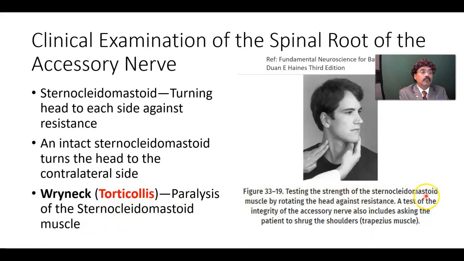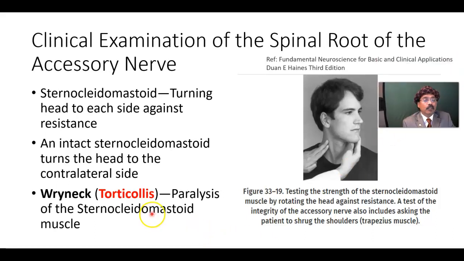So we test the strength of the sternocleidomastoid muscle by rotating the head against resistance. Here is the resistance. A test of integrity of the accessory nerve also includes asking the patient to shrug the shoulder. Shrugging of the shoulder is done by the trapezius muscle. A person with paralysis of the spinal root of the accessory nerve cannot shrug. One side will be drooped down, which indicates that the accessory nerve on that side, the ipsilateral side, is not working. So we may test the sternocleidomastoid muscle and the trapezius muscle. Both of them are innervated by the spinal root of the accessory nerve.